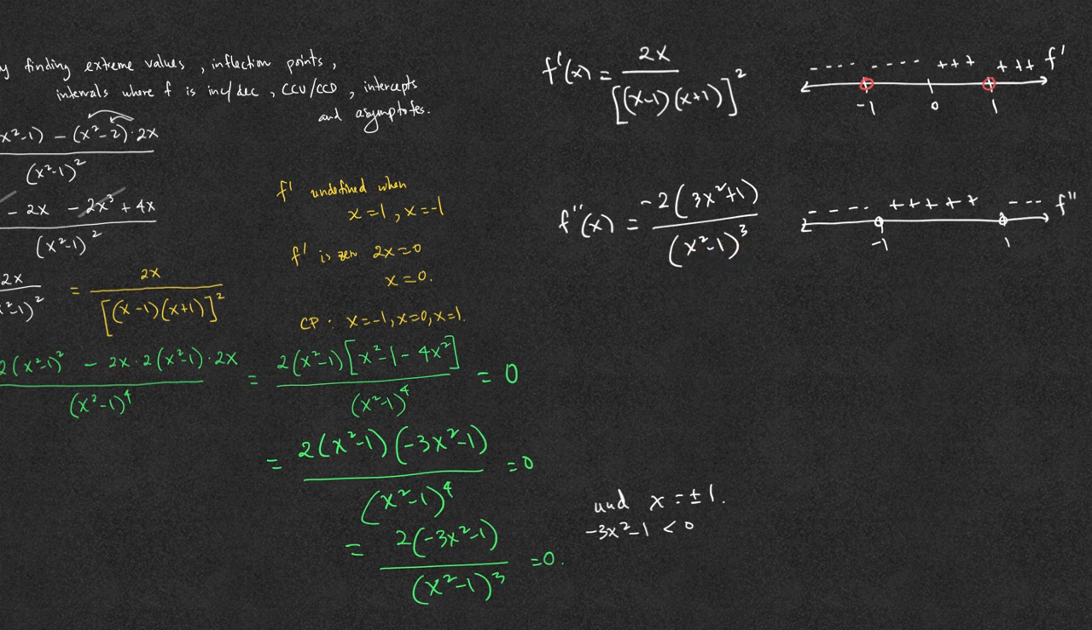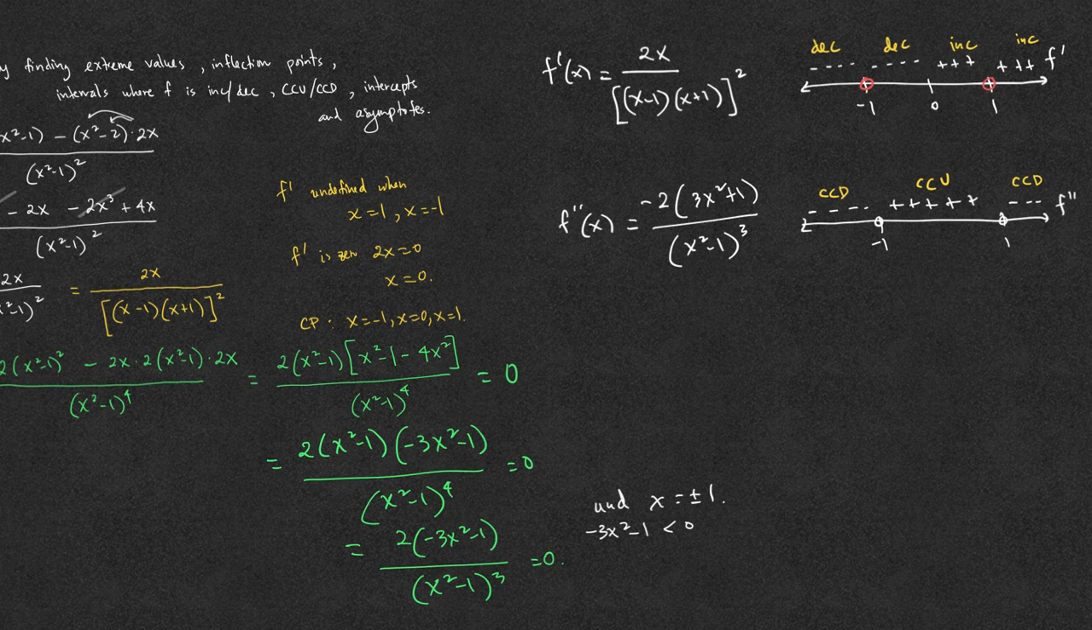And so the function is concave up on the interval -1 to 1. It is concave down from -infinity to -1, and it is concave down again from 1 to infinity. It is decreasing from -infinity to -1. It decreases again from -1 to 0, increases from 0 to 1, and increases again from 1 to infinity.